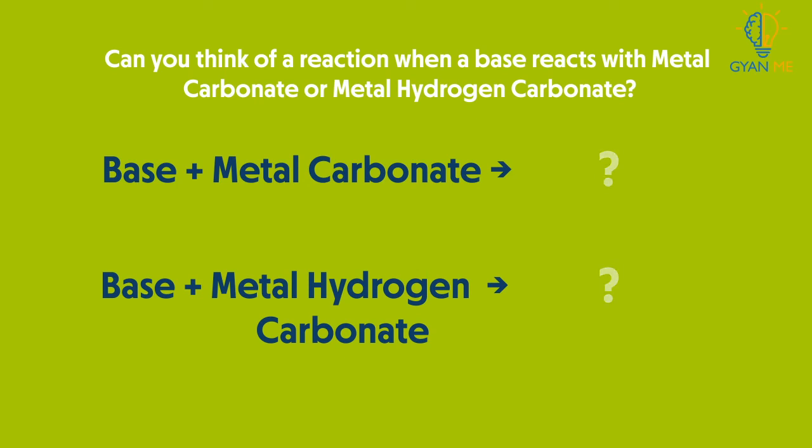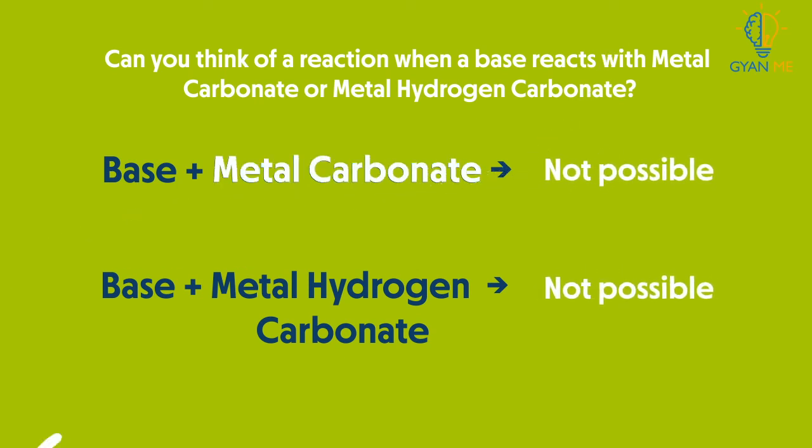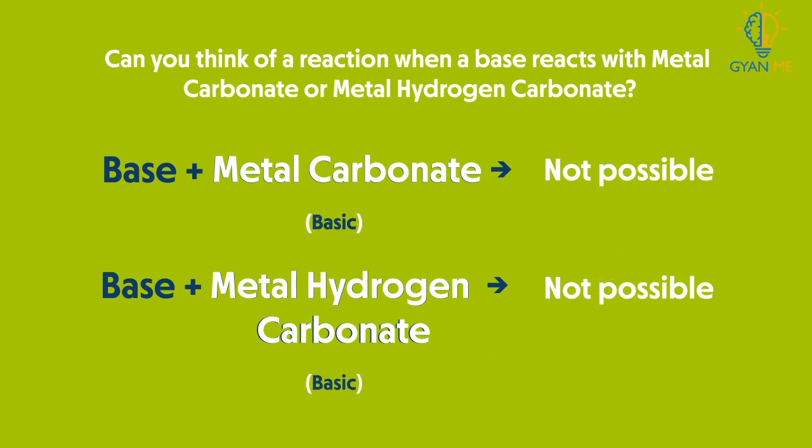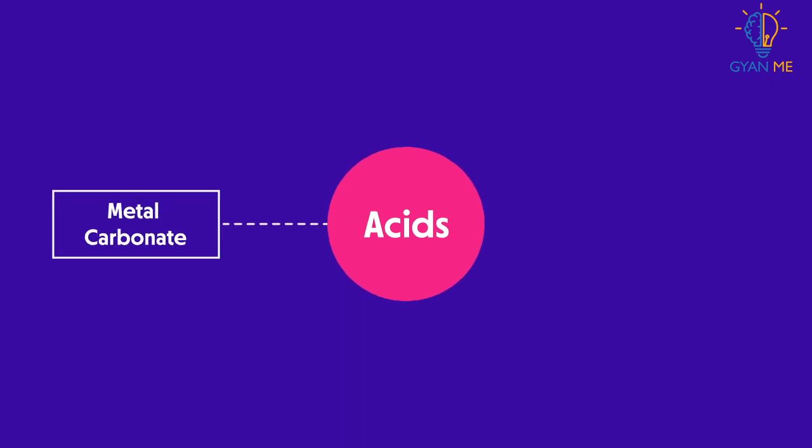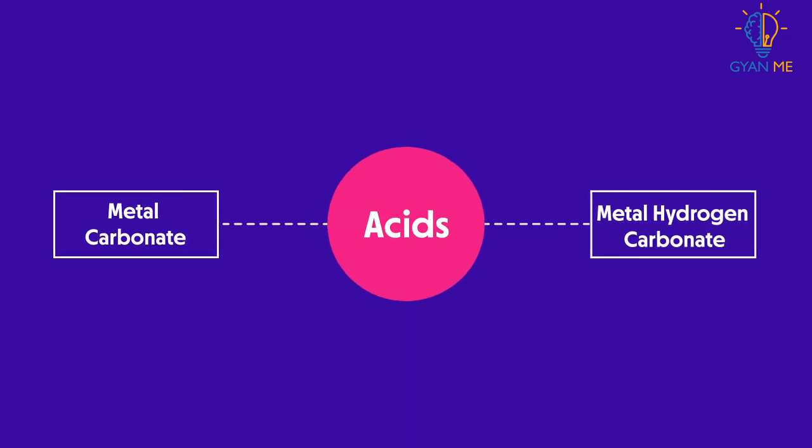Now, can you think of a reaction when a base reacts with metal carbonate or metal hydrogen carbonate? Students, this reaction is not possible as we know that both metal carbonate and metal hydrogen carbonate are basic in nature and a base does not react with another base. So here in this video, we have considered the reaction between acids and metal carbonate and metal hydrogen carbonate only.